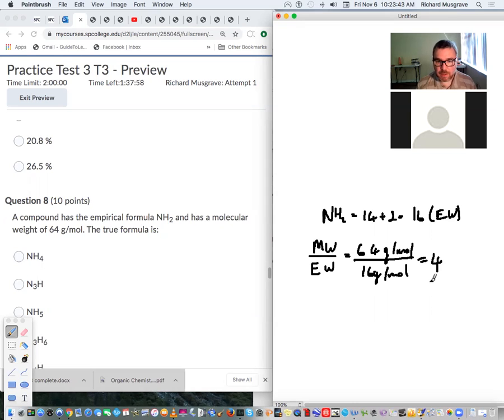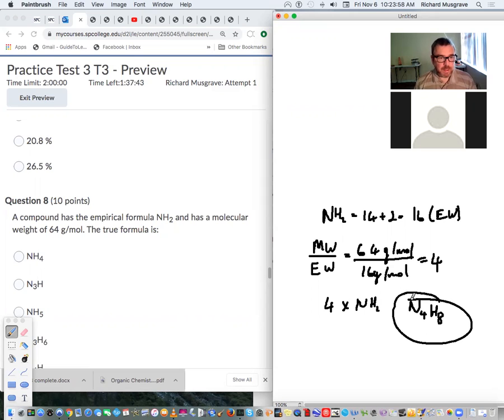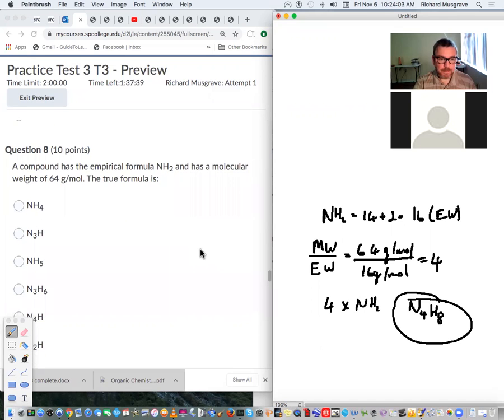So what that means is there's 4 NH2 units. So 4 times NH2 would be N4H8. And that would be the true formula. So I just find that in amongst all of these options, and that would be the answer. Any questions? Nope.